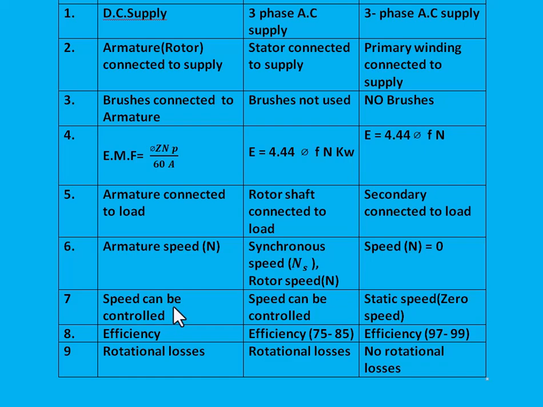In case of DC motor, speed can be controlled by various methods, whereas in case of 3-phase induction motor, here also speed can be controlled by various methods. And in case of 3-phase transformer, it is a static device, so there is no question of speed and there is no question of speed control. It is always at 0 speed. It is a static device.